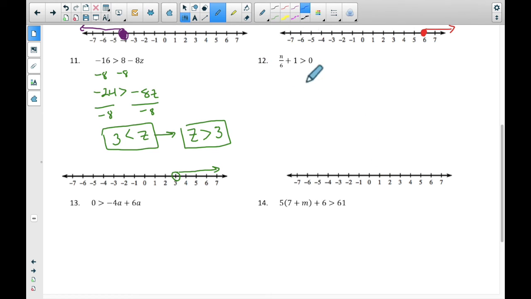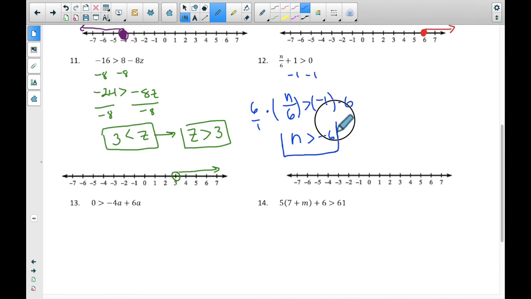Oh boy, the next one has a fraction. That's okay. We are big people and we can do fractions. So we have n over 6 greater than negative 1. How do I get rid of a fraction? The way you get rid of a fraction is you multiply by the denominator. So if this is a 6, I'm going to multiply times 6. And when I say 6, I really mean 6 over 1. Because now this gives me 6n over 6, and those 6's cancel out, and so I just get an n. And on the right-hand side, I have a negative 6.